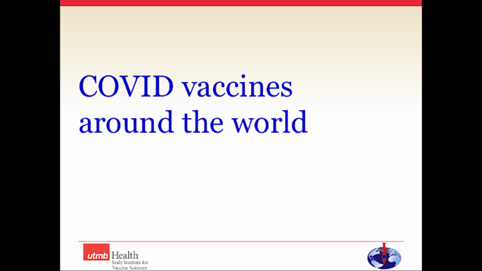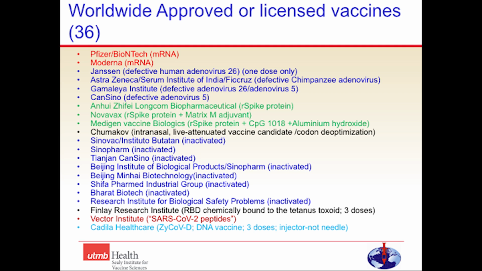I'm sure Roger has similar stories from the side of the business. So where are we with COVID vaccines around the world? I said there were 36 vaccines approved or licensed, and this is just showing some of those. I've color-coded it to make it easy to follow.